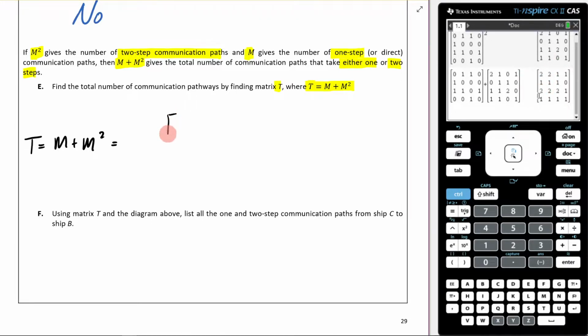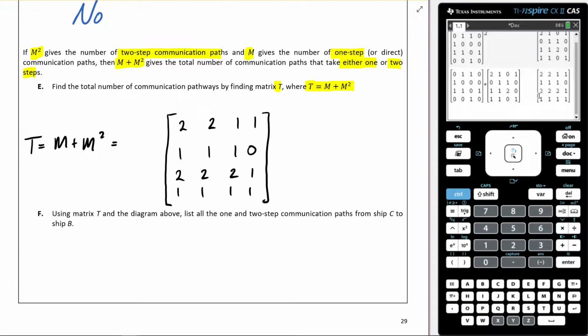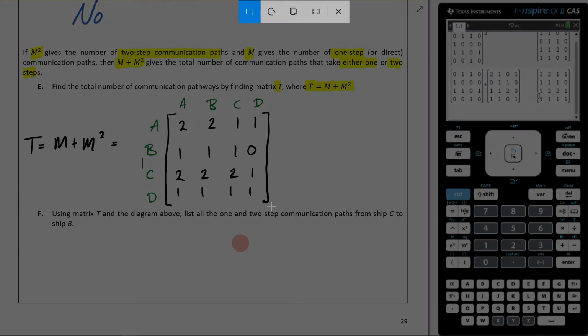And this is, if we come right here, 2, 2, 1, 1, 1, 1, 1, 0, 2, 2, 2, 1, 1, 1, 1, 1. Perfect. And I might just tidy this up. Bang. Okay, remember, what is this saying to us? This is saying that this is A, B, C, D, A, B, C, D. That's an ugly B. Let's now take a picture of this using the power of technology.